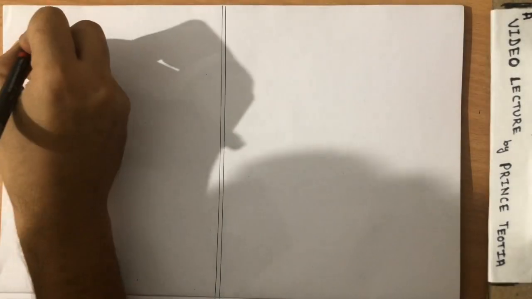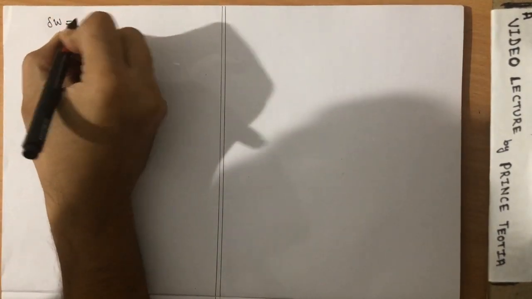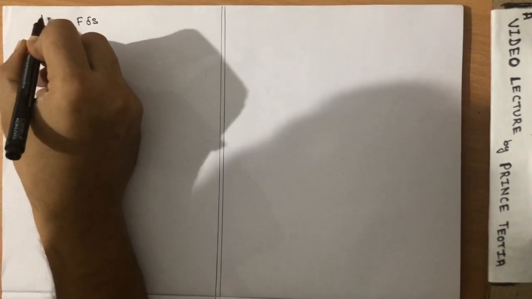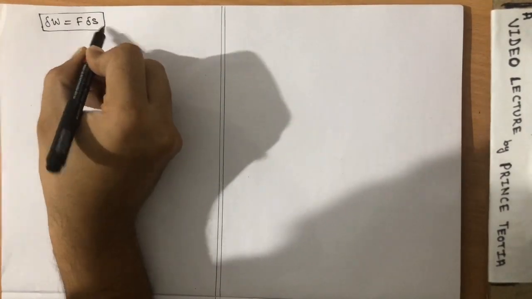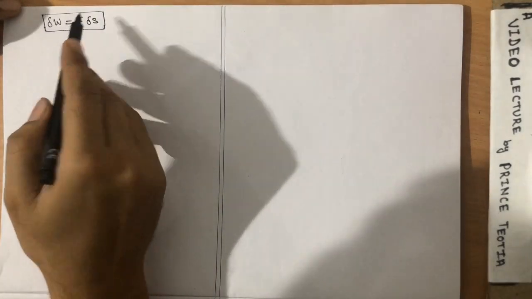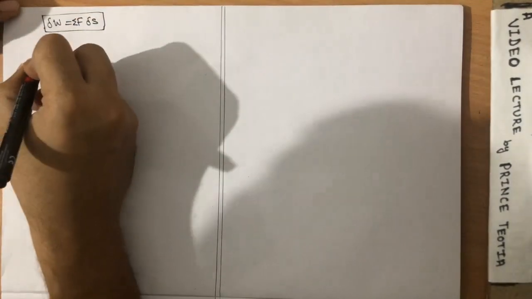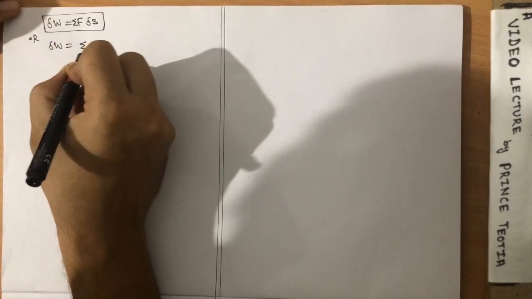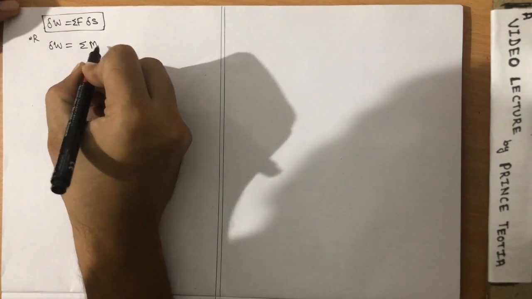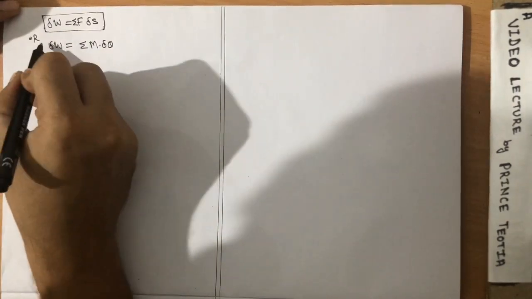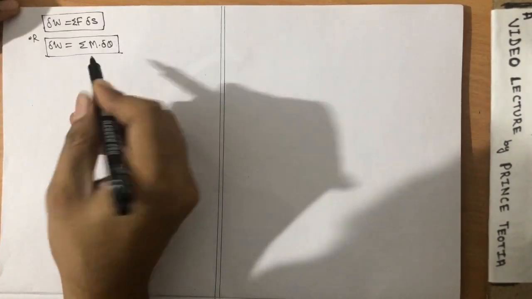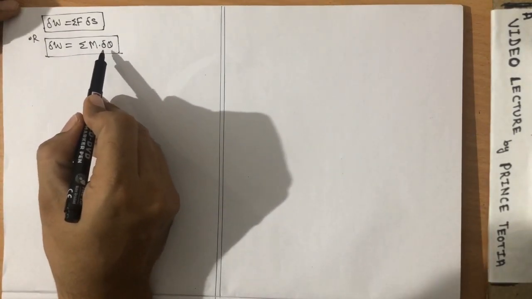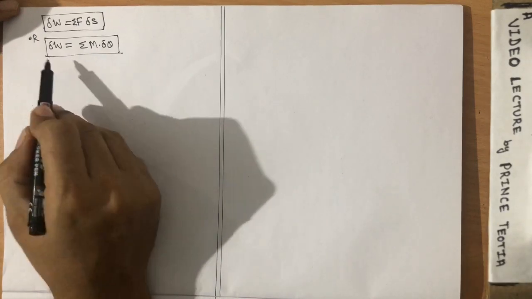So the virtual work delta W can be written as force into virtual displacement, in the case where the system is acted on by a number of forces. So this will be the summation. Also, if the system experiences a number of moments, this will be M into delta theta: the summation of the product of moment and the angle of rotation, or virtual angular displacement.